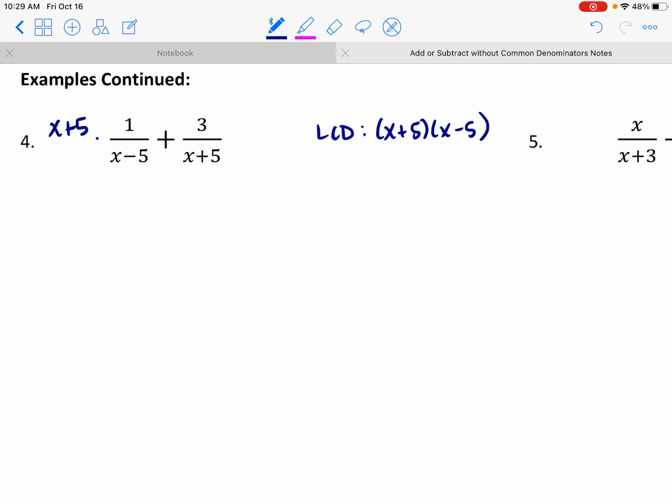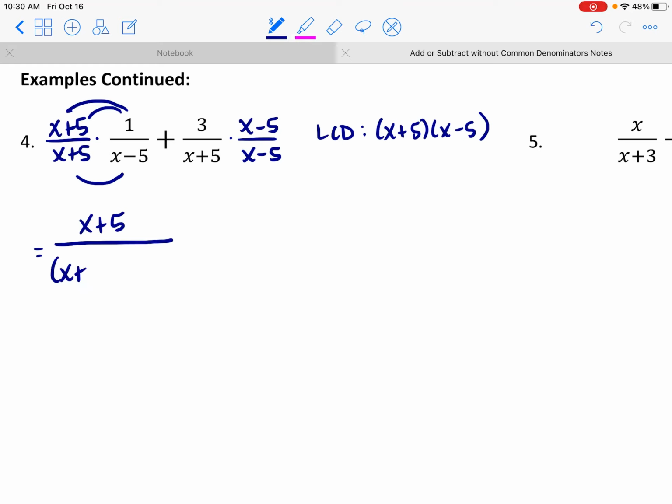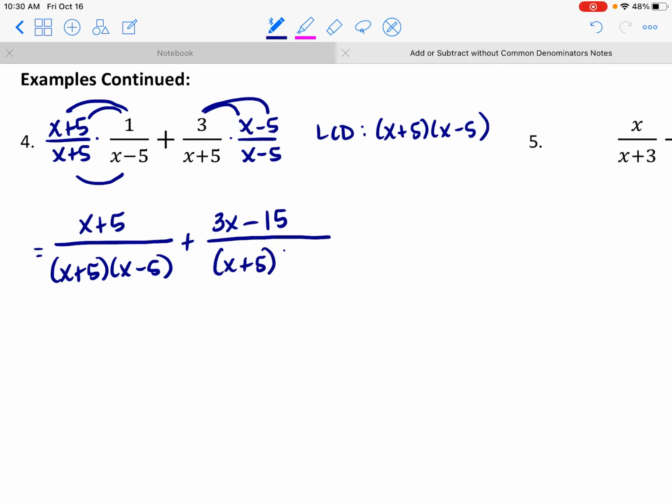So if I multiply my first fraction by the x plus 5 and the second one by the x minus 5, you can see those denominators now match. So that's going to give us 1x plus 5, 1x plus 5 over our common denominator, x plus 5, x minus 5, plus 3x minus 15 over our common denominator, x plus 5, x minus 5. Okay, common denominator.